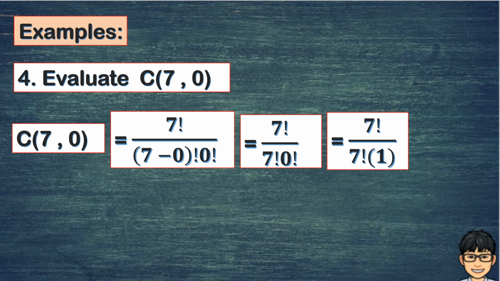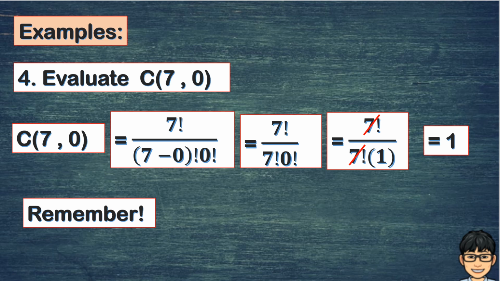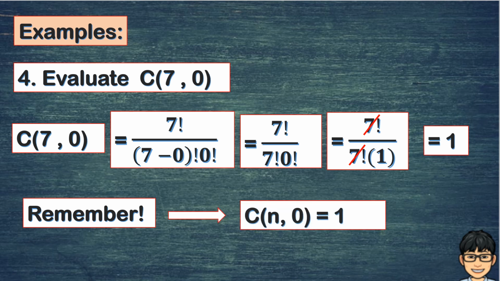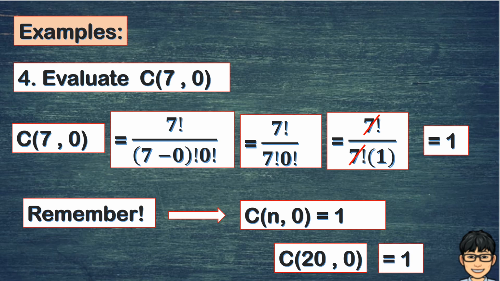And then, cancel natin ang 7 factorial. So therefore, our final answer is 1. This is another property of combination. When we select 0 element from the n number of elements, it is always equal to 1. For example, 20 select 0 equals 1.